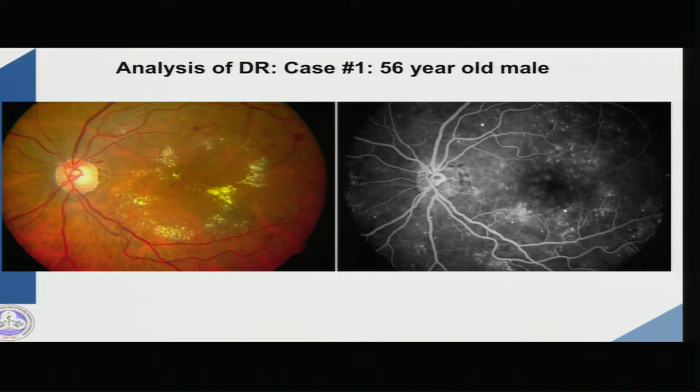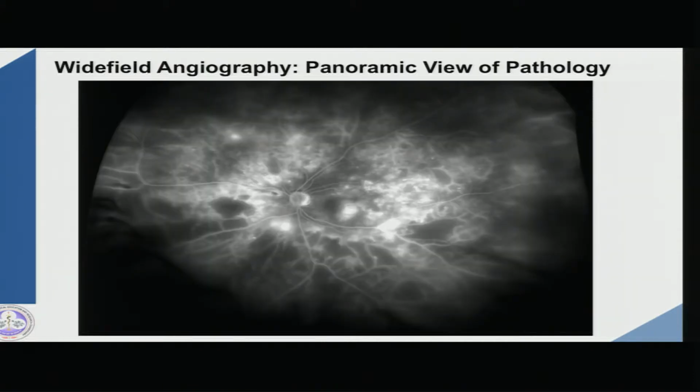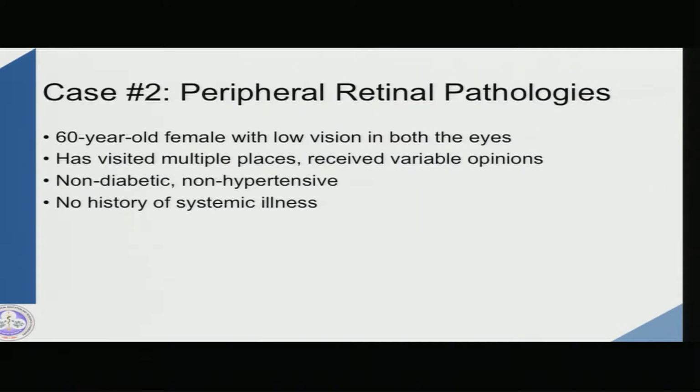For instance, if you look at this patient who is a 56-year-old male with type 2 diabetes, he has presence of macular edema. If you look at the fluorescein angiography, the conventional view gives us very good assessment of the presence of microaneurysms as well as macular ischemia. But the moment you have the wide field angiography, you can look at the pathology in a completely different view, a panoramic view, whereby the entire management line of the patient can change in some situations.